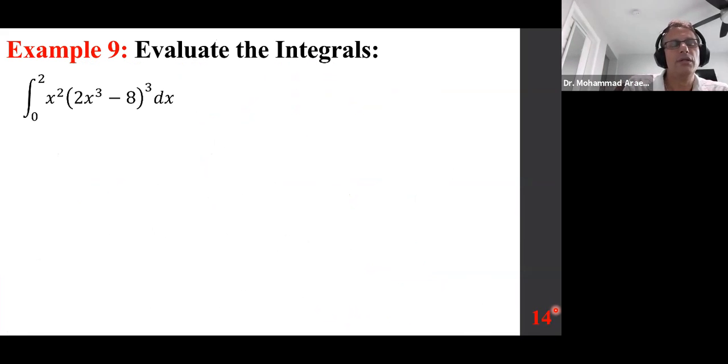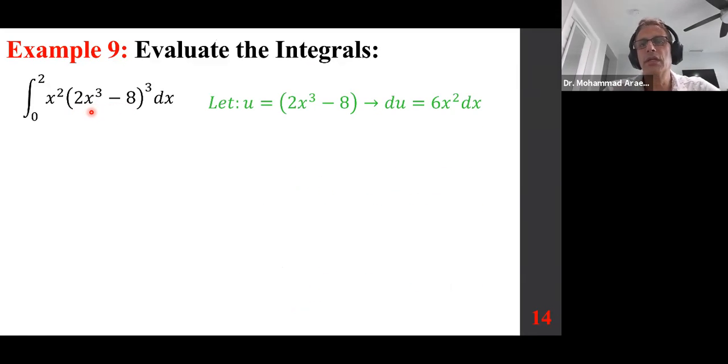We want to evaluate the integral. Again, going through the process, let's go with the u substitution. If we let u be 2x cubed minus 8, its derivative is 6x squared, so du becomes 6x squared dx. What is missing? Number 6. So we're going to put number 6 here, and its reciprocal out.